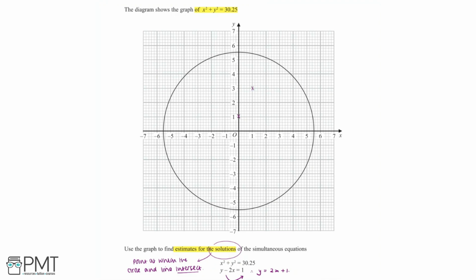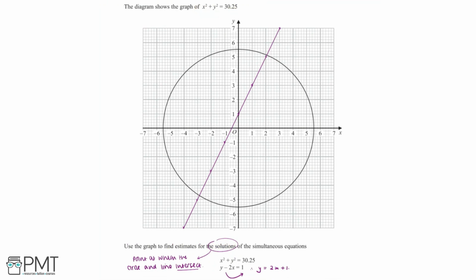Now we can continue to apply this logic by doing the same thing again. So our next point will be at 2, 5, and so on. And so we've now plotted each point on the line, which you can see has a gradient of 2 and a y-intercept of 1. Let's join these points together.